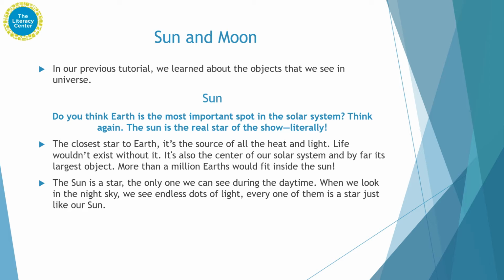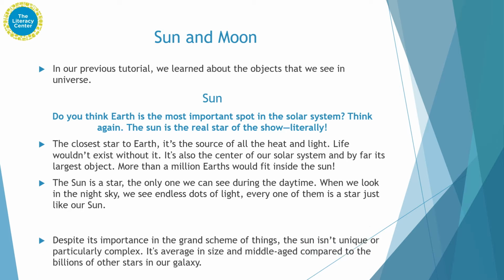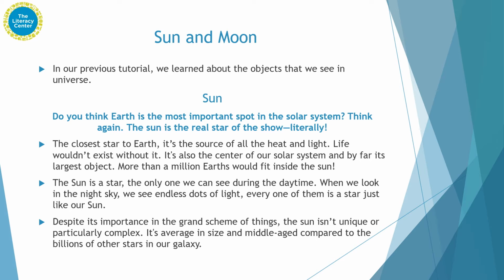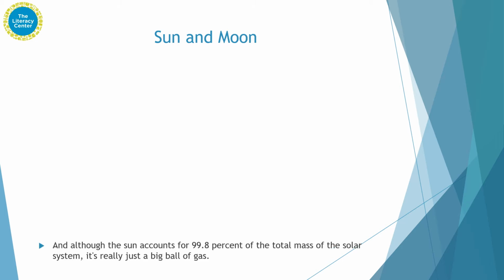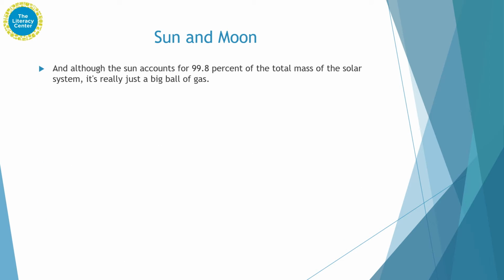When we look into the night sky, we see endless dots of light. Every one of them is a star, just like our Sun. Despite its importance in the grand scheme of things, the Sun is not unique or particularly complex. It's average in size and middle aged compared to the billions of other stars in our galaxy. And although the Sun accounts for 99.8% of the total mass of the solar system, it's really just a big ball of gas.